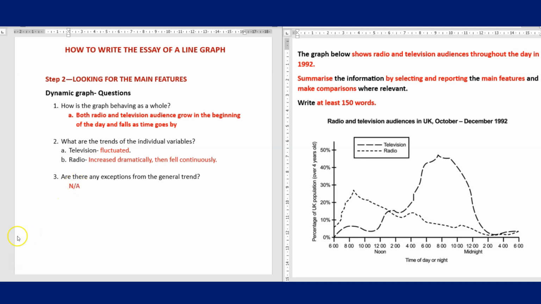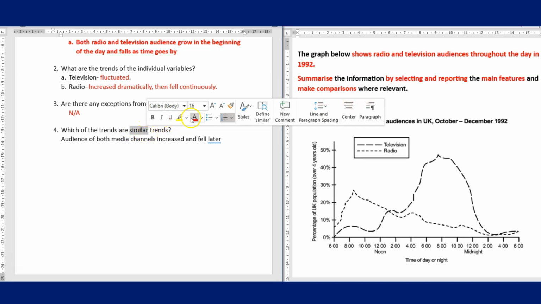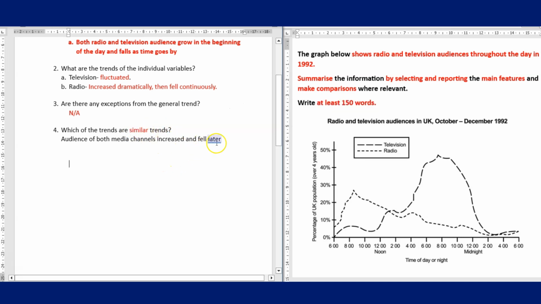So this one, there wasn't any kind of exceptions in the trend, but sometimes you might get exceptions in the trend. Now our next question is, which of the trends are similar? All right, so which one of them have similar trend? As we can see, both of them are similar, right?